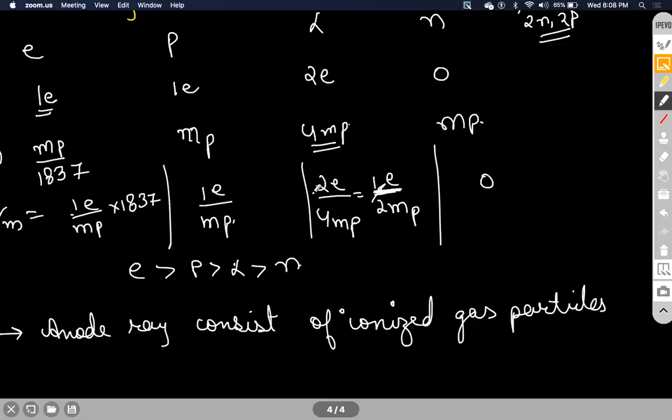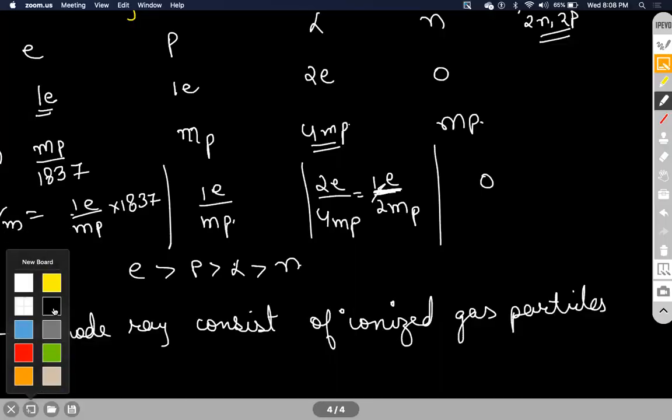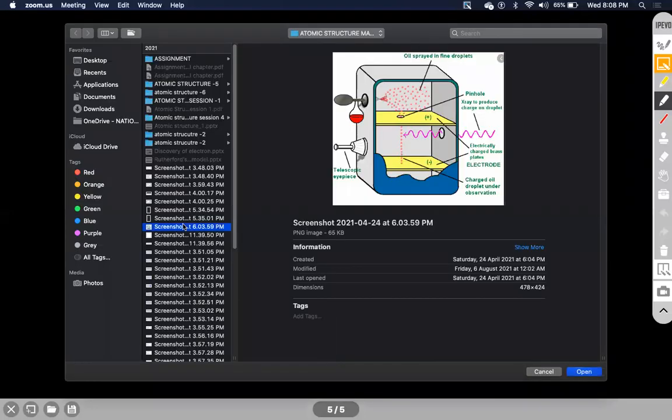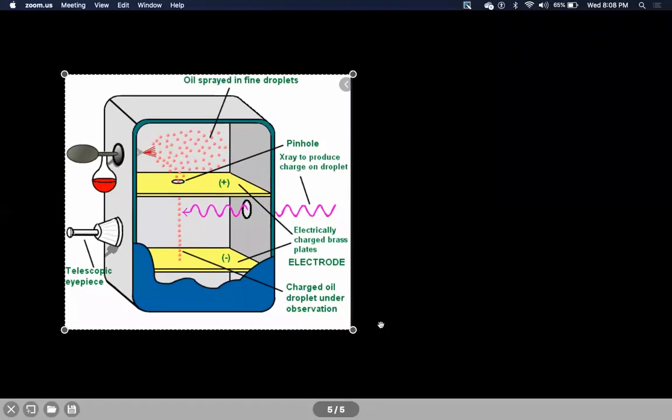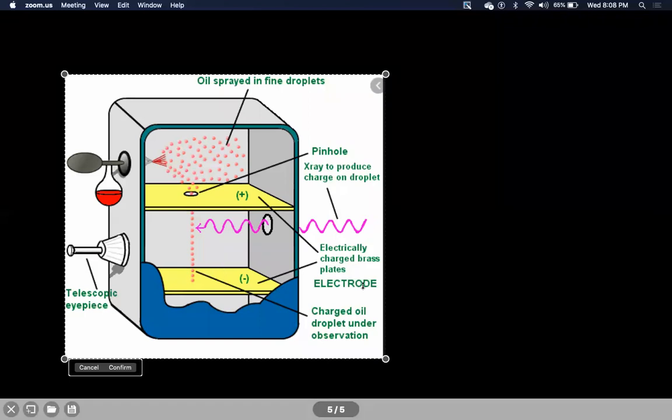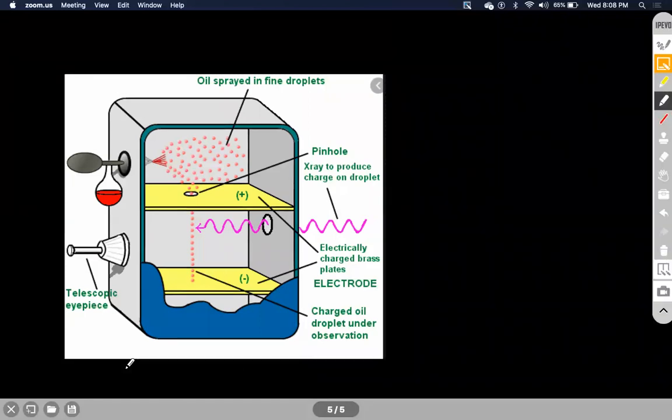Now I will explain one more important thing. The last thing of this class is Millikan's oil drop experiment. I'll explain what he did using this diagram. So write the heading Millikan's oil drop experiment. This is the experiment which was done to calculate the e by m ratio of the electron.